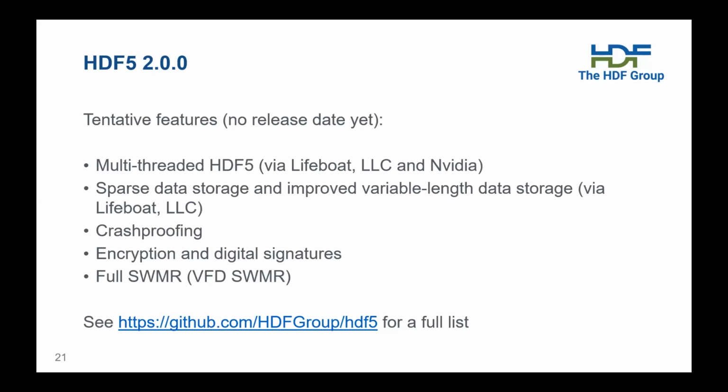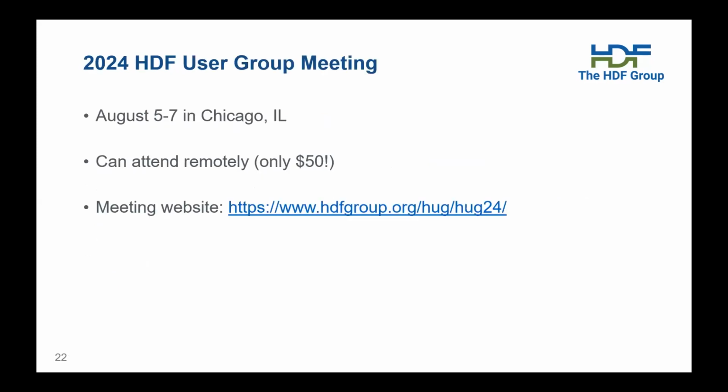So we have the single writer, multiple reader pattern, where you can have one writer that writes out to a file and then multiple readers read it, but it's only usable in certain contexts, like if you're just extending a dataset. There's a feature that was not fully finished and was not fully integrated into the library called VFD SWMR, which is really full SWMR. It allows the single writer, multiple reader pattern to extend to all API calls and all sorts of things that you can do with the library. So there's a full list on GitHub, and we keep that updated.